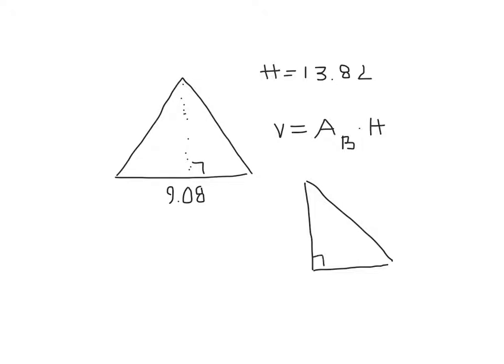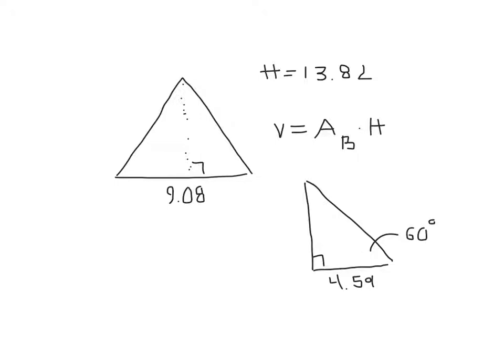So what I have is a right triangle. The base of that right triangle is going to be half of 9.08. That'll be 4.59 centimeters. And because it's an equilateral triangle, it must also be an equiangular triangle. All of the angles must be the same measure, which means that they're all 60 degrees, because 60 times 3 is 180, and we know that that's the sum of the measures of the angles in a triangle.